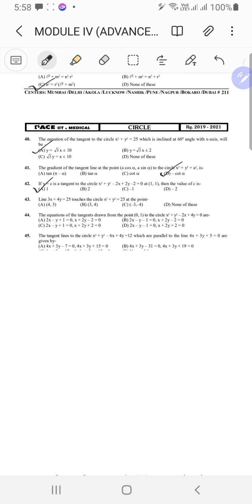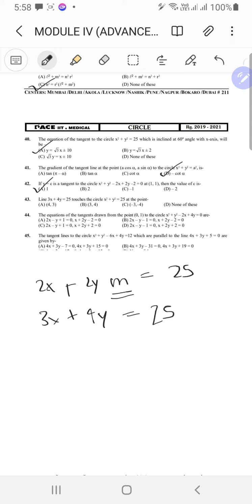Or maybe we can use something like derivatives. Yeah, we could be using derivatives. Okay, fine, let's just do this. So like 2x plus 2y times the slope equal to 25, right? And over here the slope is, well, we don't know, it depends on the point. Yeah, so this equation and this equation, 3x plus 4y equal to 25, these two must be exactly the same.